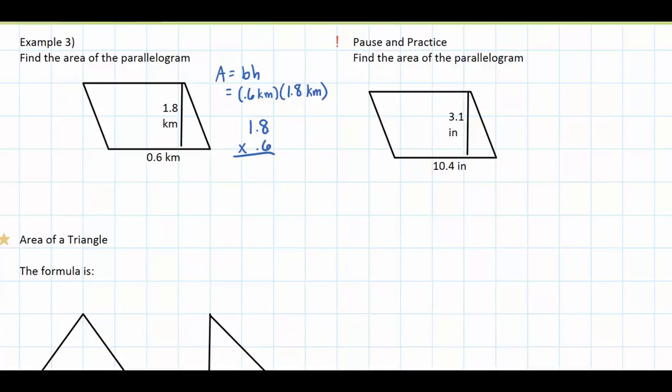Excuse me. 6 times 8 is 48. We group our 4. 6 times 1 is 6, plus 4 is 10. So we have 2 digits after the decimal place, or to the right of the decimal place. So we count 1, 2 places, and our decimal point goes after the 1. So we have 1.08 kilometers squared, or square kilometers. This is our area.